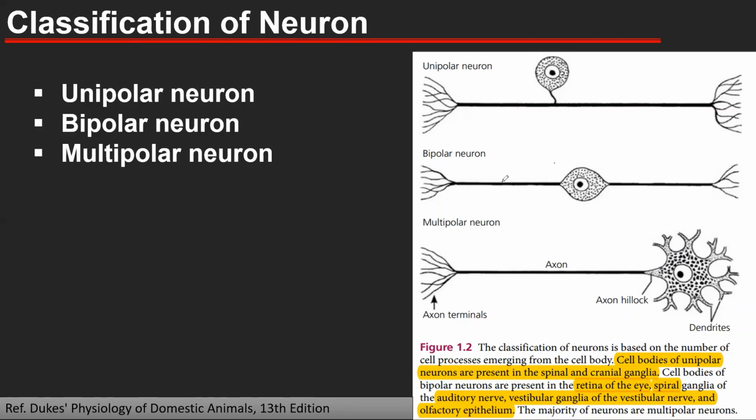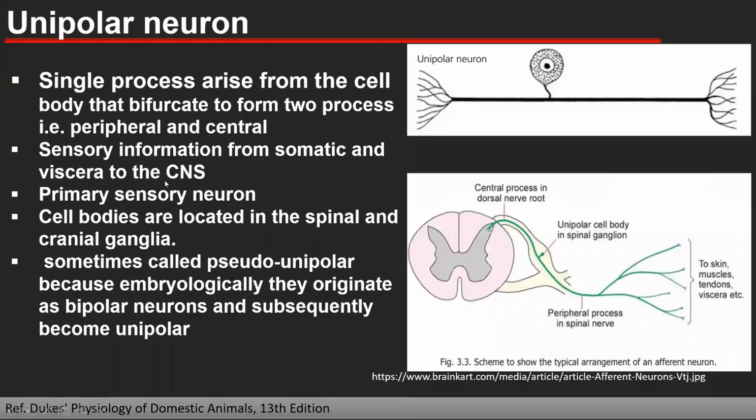Bipolar neuron, we have two processes from the cell body, one axon and one peripheral process. Multipolar, one axon and many processes or dendrites. So let's see one by one where we can find them in our body.